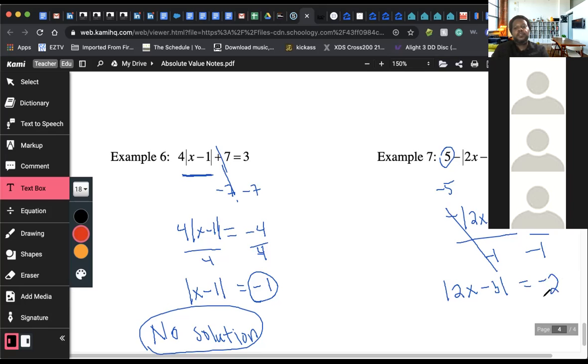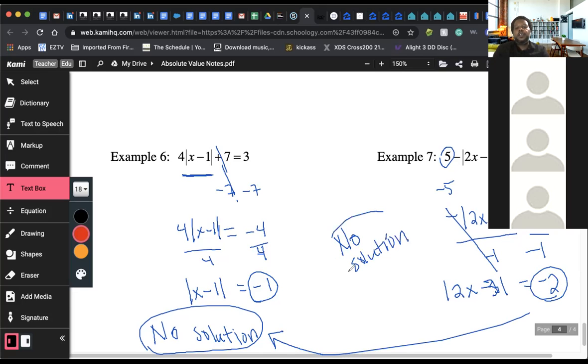Okay. So now what does that mean? It's equal to a negative. So what does that mean? That does mean there is no solution. That means there's no solution. So there's no solution for number 7 either. Okay. So anytime your absolute value is equal to a negative number, you're going to end up with no solution. Okay.